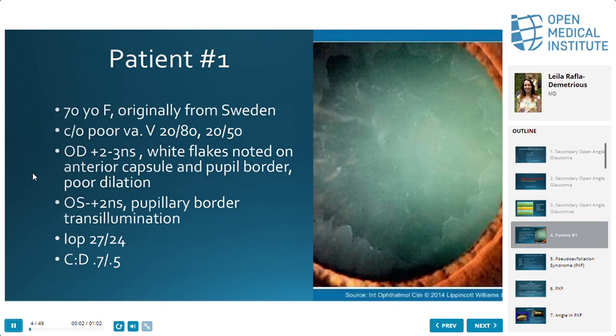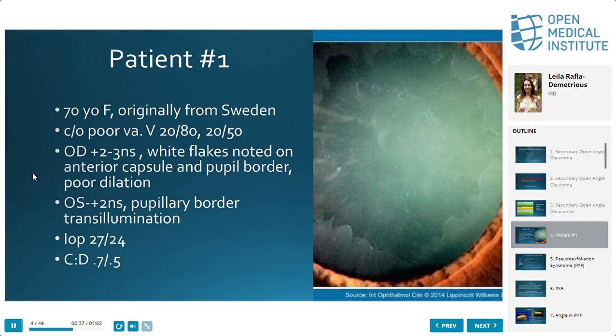So this is my first patient. Can we have the lights down a little bit in front? Perfect. So this is my first patient, who is an elderly woman originally from Sweden. She comes in complaining of poor vision. Her vision in the right eye is 20/80, left eye 20/50. On exam, we notice that she has a pretty large cataract in both eyes, more so in the right, with some white flakes on the anterior capsule and a second ring of flakiness on the inside part of the capsule.